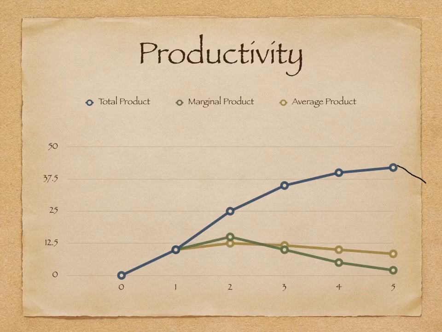One other thing worth noting on this is the relationship between the average and the marginal. Notice that whenever the marginal is greater than the average, the average is sloping upwards. Once the marginal becomes less than the average, the average begins to slope downwards. This is an important concept not only in productivity, but later we'll see in costs as well. The relationship between the marginal and the average is instructive.